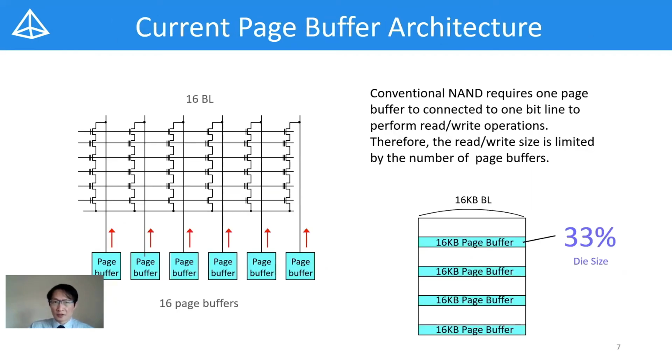Because for conventional NAND architecture, one page buffer is connected to one bit line. Each plane will require 16 KB page buffers to connect to the 16 KB bit lines. So, how can we increase the number of planes without increasing the number of page buffers?